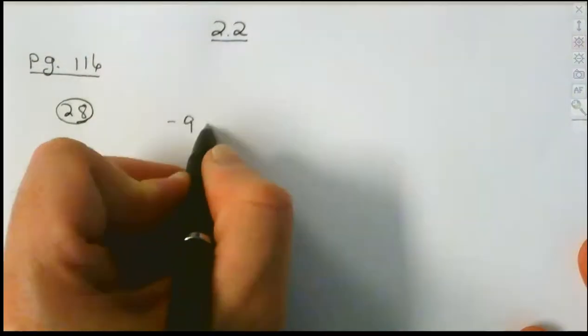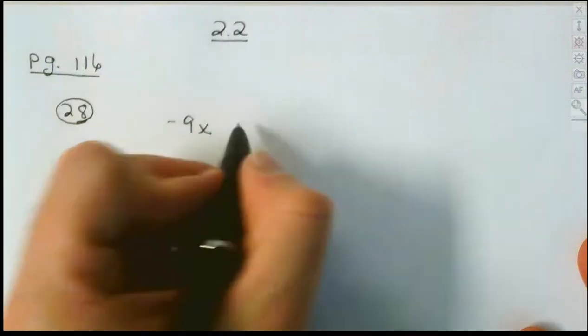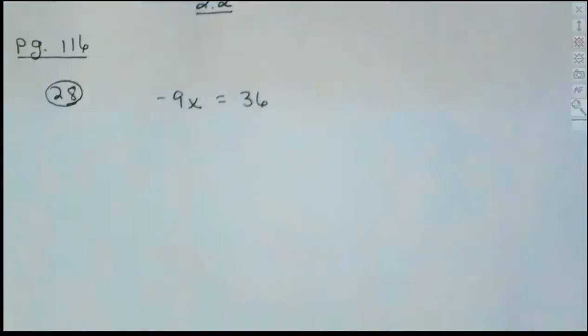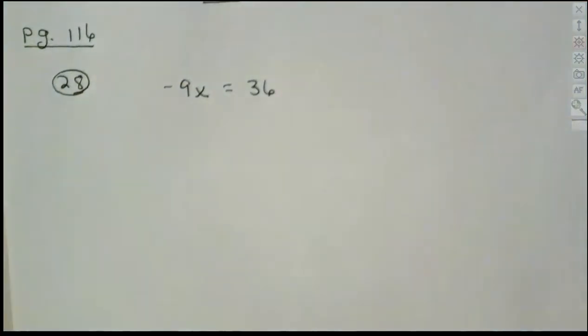And again, if you don't have your textbook with you, that's fine. You can write up the problems on the whiteboard here. Okay, now, first off, there's no addition, no subtraction. So we've got negative 9x equals 36. So what we need to do is we need to figure out how we can get the x by itself.